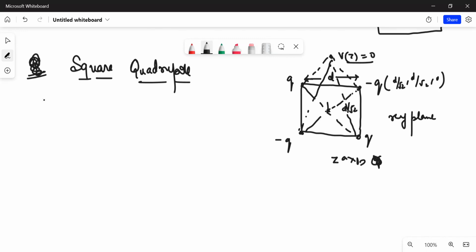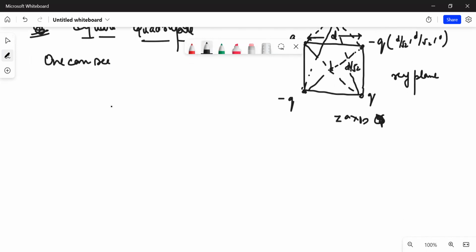So one can see that potential will be along the plane. So plane के along potential होगा. तो इस प्रॉब्लम को थोड़ा सा चेंज कर देते हैं. Let us change this problem to this.